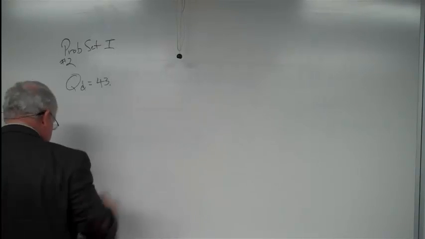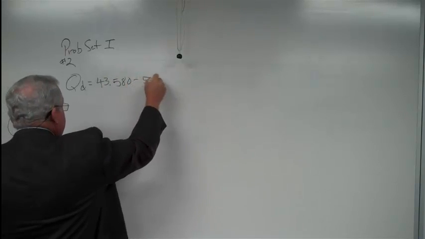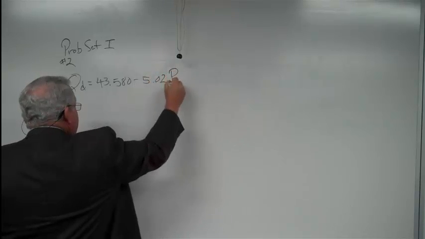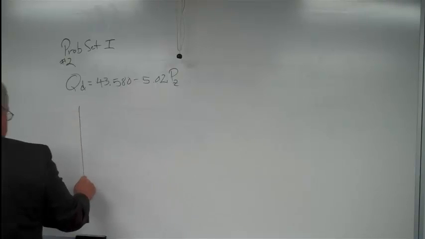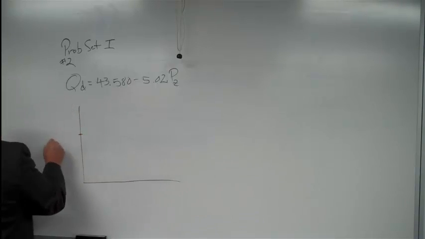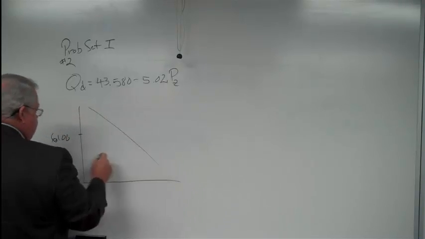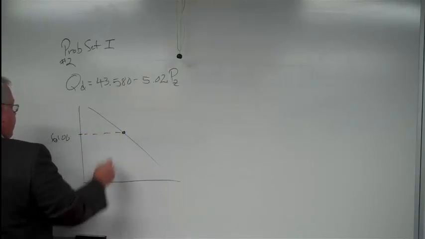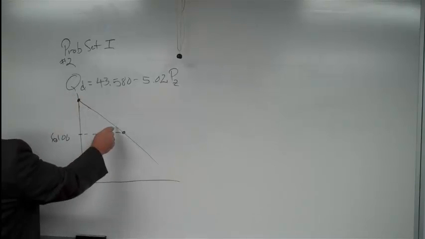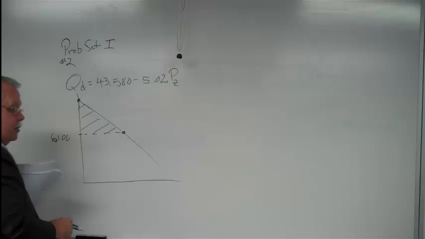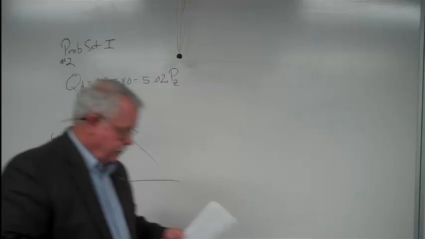580. Dyslexia there. Minus 5.0 PZ. That was our demand equation. And then it said, what goes on when the price is $6,100? So we've got a demand curve out here. We're going to go out and find that intercept. We also want to know the intercept on the price axis, and we want to determine the size of that rectangle. Everybody with me on that as far as consumer surplus goes? Okay.